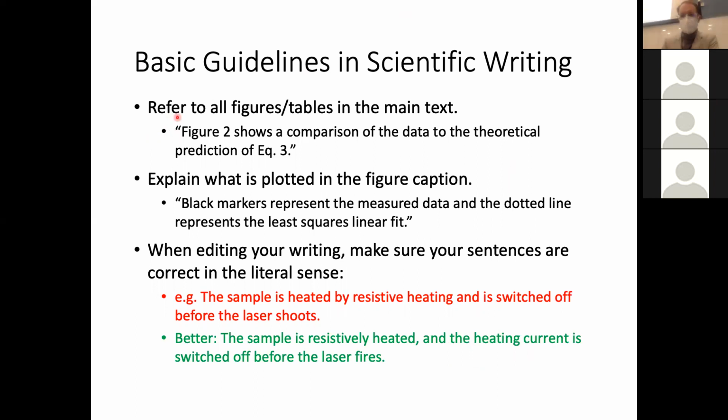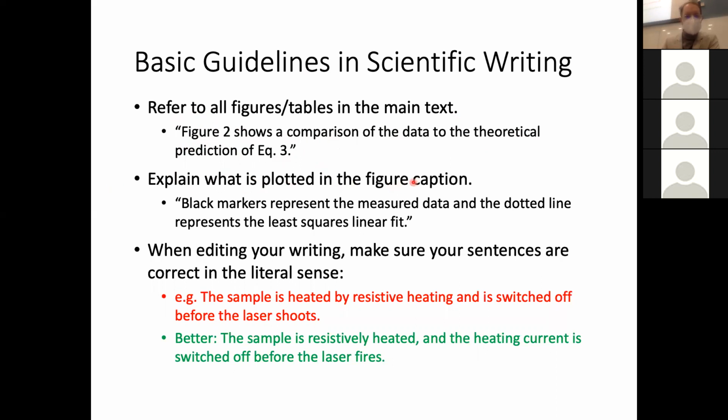Like we saw in the example journal article lab report, you need to refer to all of the figures and tables in the main text. Otherwise, you're just shoving a figure in the reader's face and not telling him why he's looking at this figure. So, if you're going to include a figure, you need to have a sentence in the main text somehow referring to that figure. So for example, you would have a sentence saying something like figure 2 shows a comparison of the data to the theoretical prediction of equation 3.